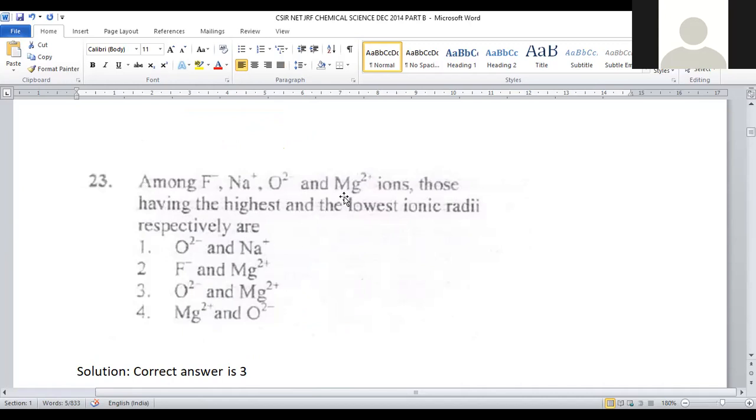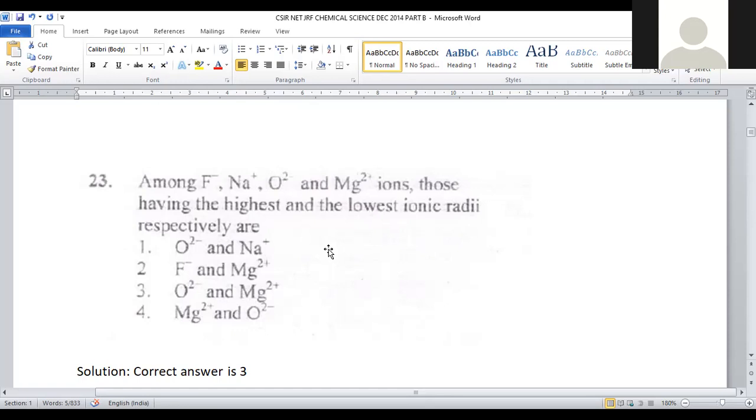So it is the periodic trend for atomic radius. The general trends of periodic properties are as follows. For atomic radius, when we move from top to bottom in a group, you can take any group in the entire periodic table. If you are descending from top to bottom in a group, what happens? Gradually the size of the atom increases.